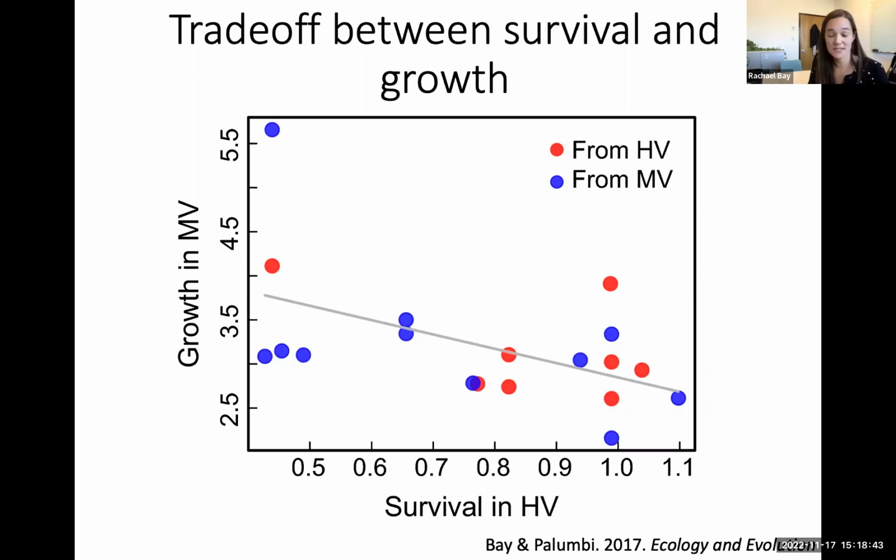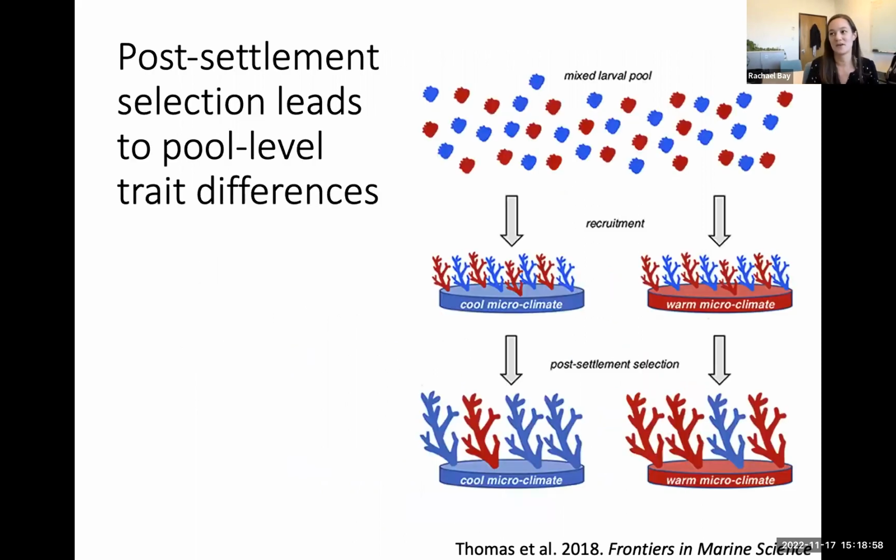But these pools are really close together, less than a kilometer apart. Gene flow is functionally infinite between the two pools. There's no real population level differences. So how do we maintain these allele frequency differences? And this is the model that we sort of assume.